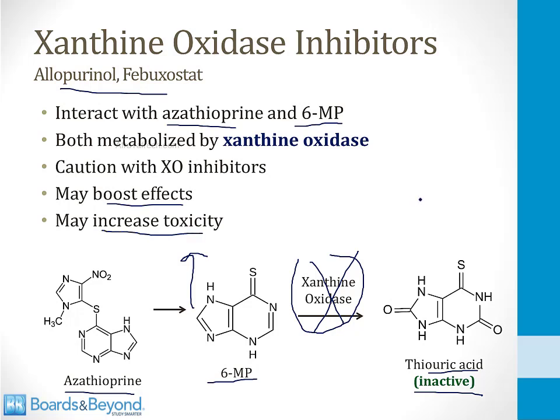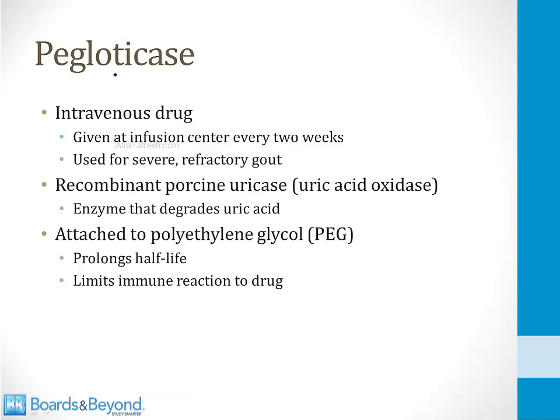And so for your board exams on step 1, they're going to want you to know that allopurinol and febuxostat will both interact with azathioprine and 6-MP. Next, let's talk about pegloticase. Pegloticase is a drug that has to be administered intravenously. For patients to receive this therapy, they have to go to an infusion center every 2 weeks to get the drug.